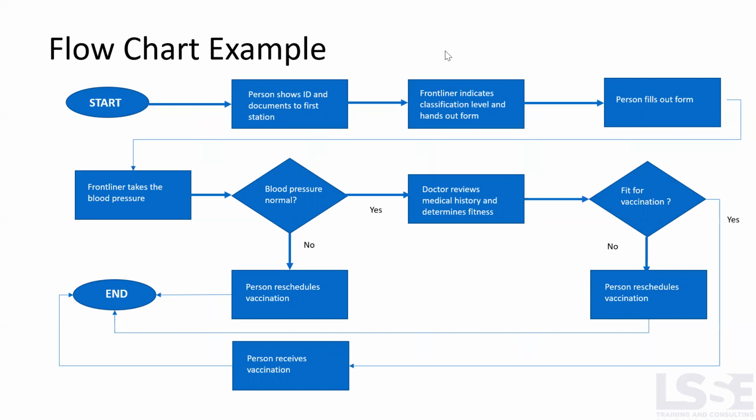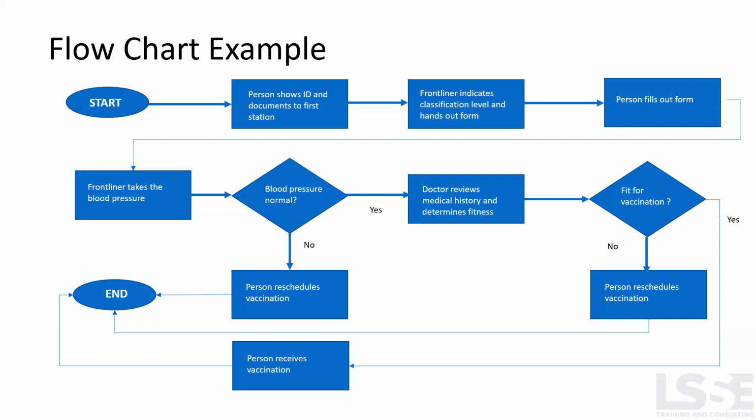The next part is a frontliner will take your blood pressure. And then if your blood pressure is normal, they will ask you to proceed to the doctor, who will review your medical history and determine your fitness. And then there's a decision diamond there. If you're fit for vaccination, then you proceed and receive your vaccination. If not, then the person will have to reschedule your vaccination. And there's an end line. So this is an example of a flow chart. This is a level 3 process map.